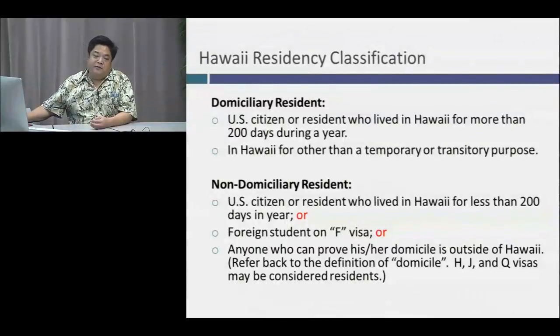Whereas for an F1 visa, it's already stated in the instruction booklet that whether they spend 5 years in Hawaii or 6 years, 7 years, if you still have an F1 standing, then the Hawaii Tax Department will consider you a non-resident for tax purposes.